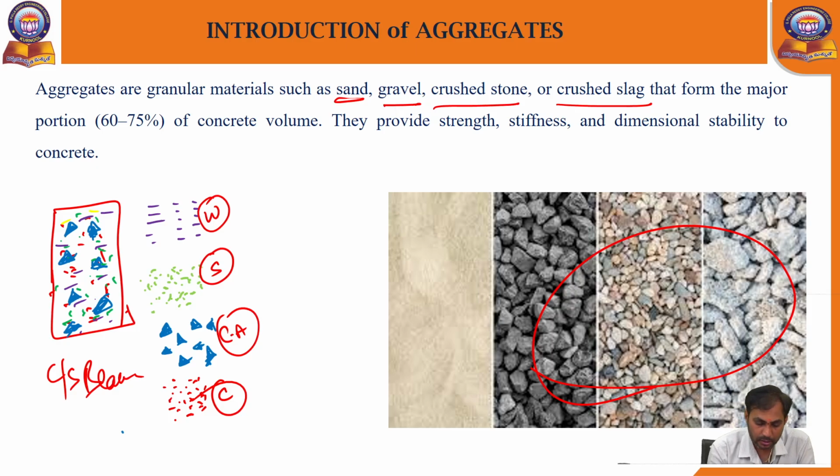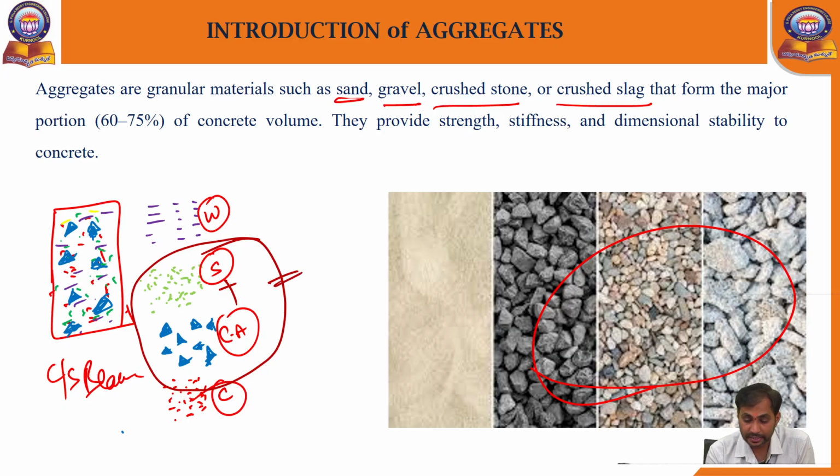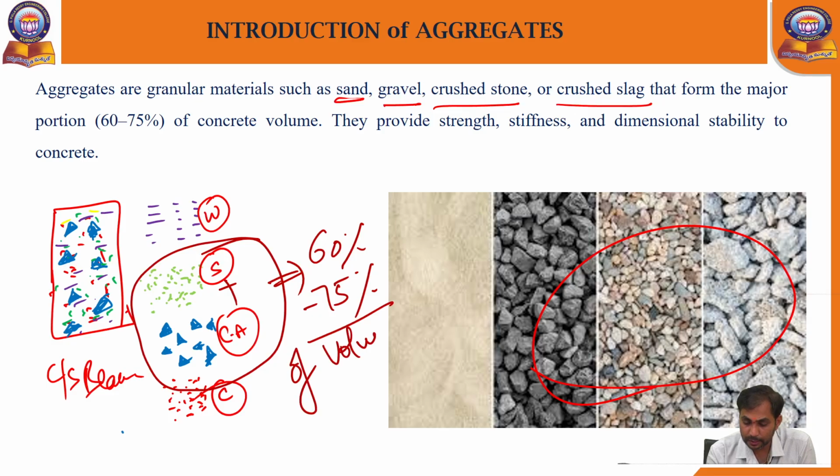Okay, done. Now coming to this concrete member, this is a cross section of a beam. In this cross section, what are the ingredients present? Water is there, sand is there, coarse aggregate is there, cement is there. Coming to the part of sand and coarse aggregates, it contains 60 to 75 percentage of volume, nothing but the quantity.